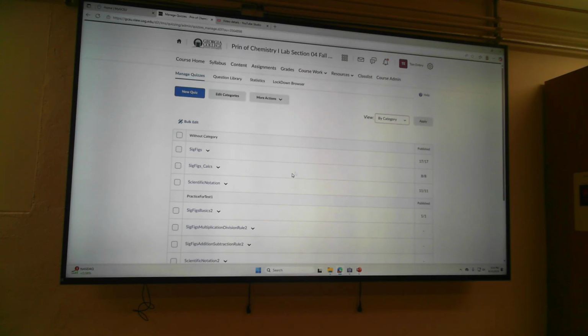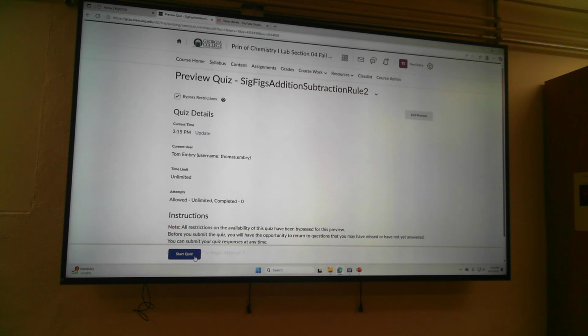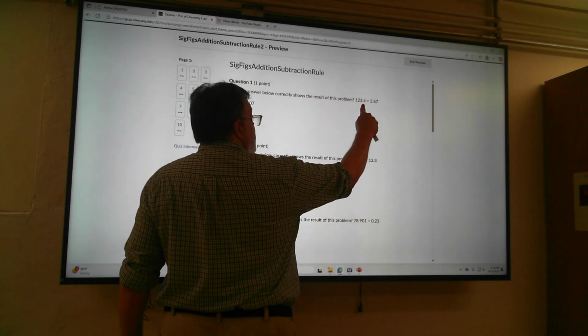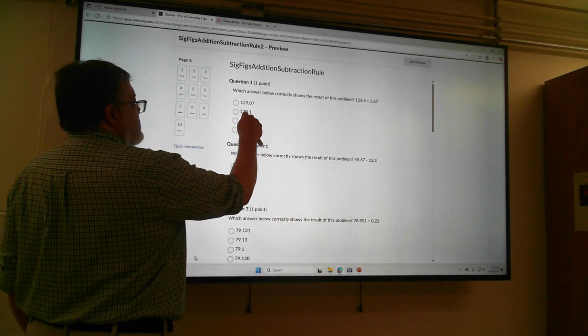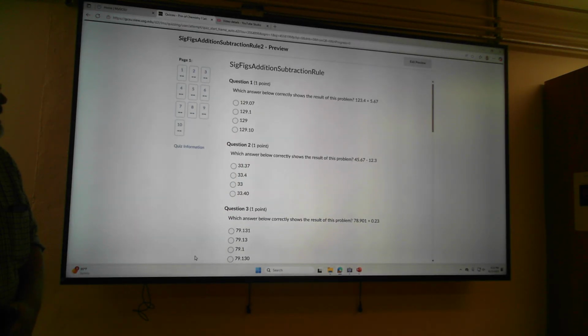But see if you remember addition, subtraction. So what are we looking for in addition, subtraction? The numbers after the decimal. This one has 1 after the decimal, this has 2, so our answer has to have 1. It's that. 129.1. It's the only one that has 1 after the decimal.